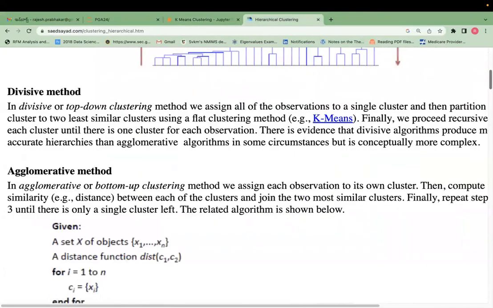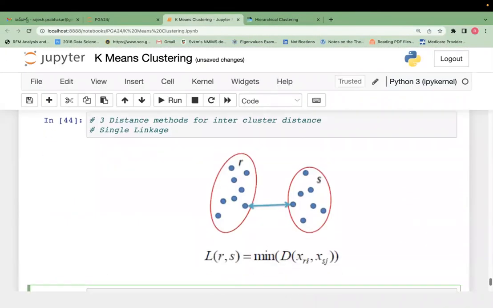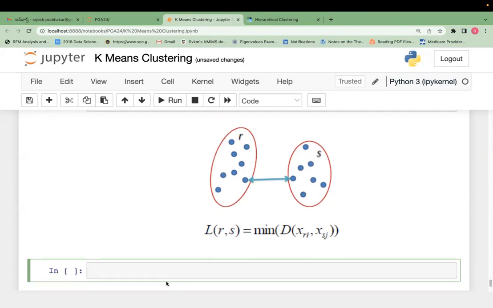Single linkage, as you can see, this is the formula. What do you observe? The minimum distance between the two closest points of the clusters. R and S are two different clusters. It is measuring the minimum distance between the two closest points: L(R,S) equals min of distance x_Ri, x_Sj. This is single linkage.